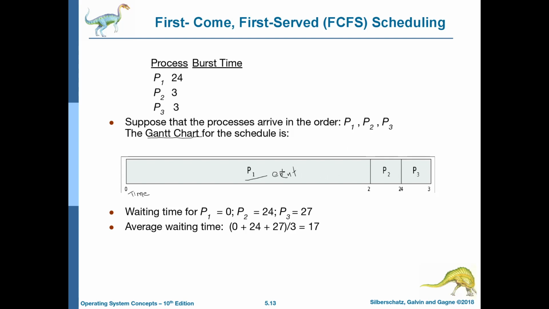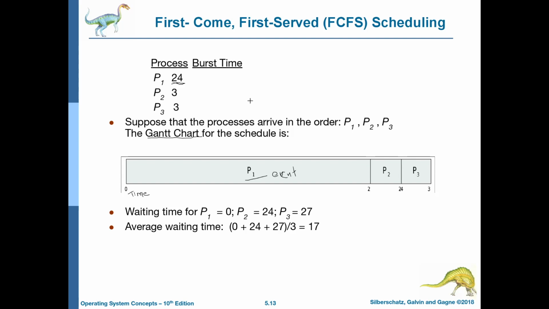So we have a burst here of process 1 that is 24 units of time. We could call it milliseconds. It could be some other measurement, but the burst time here is 24 for process 1. And then we have a burst time of 3 for process 2 and a burst time of 3 for process 3. Now, in the first come first serve scheduler, we have process 1 and process 2 and process 3 arrive at the same time.